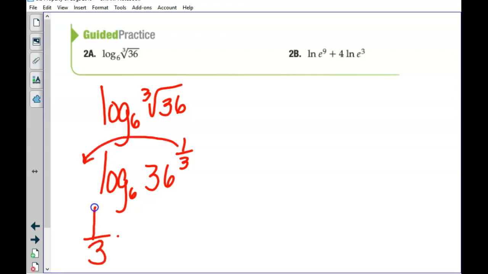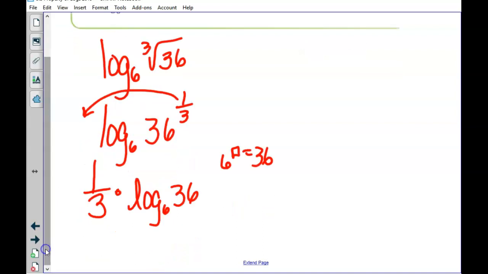Then what could I do with the 1/3? So now I have 1/3 times the log base 6 of 36. Do you know what that is? 6 to what power is 36? Anybody awake? That would be what power? 2, right? So we have 1/3 times 2 or 2/3 as the answer.